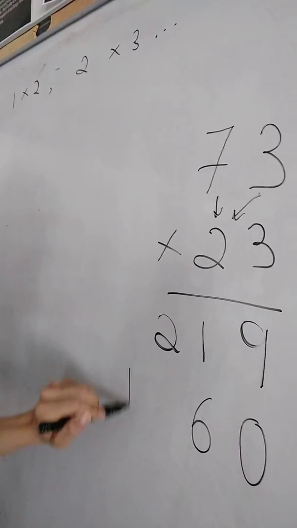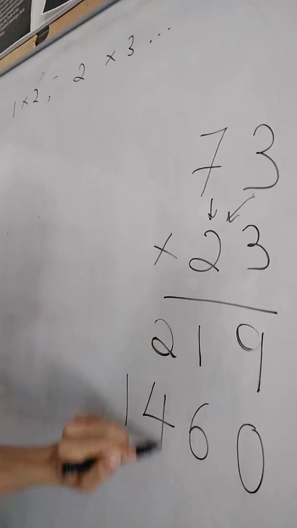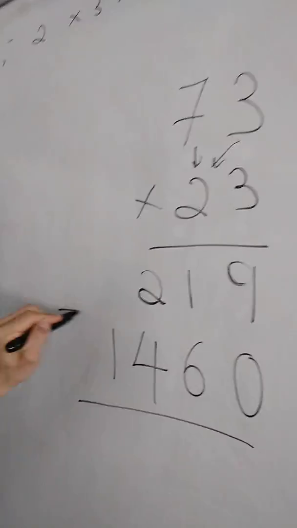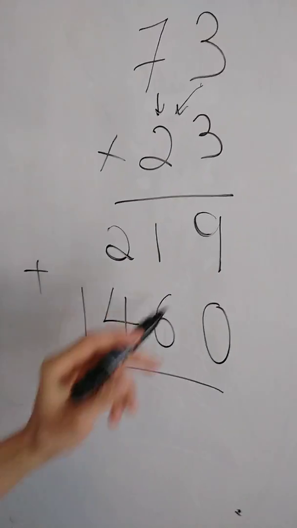7 times 2, you get... 3 times 2, you get 6. 7 times 2, you get 14, right? And then, again, we add these two figures. So, what do we get here?